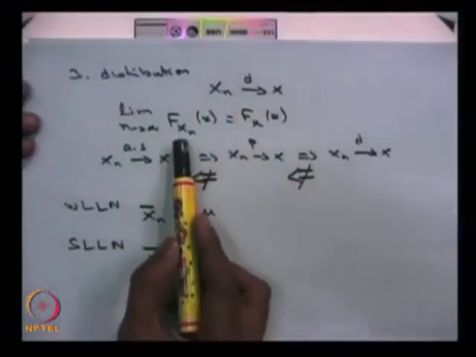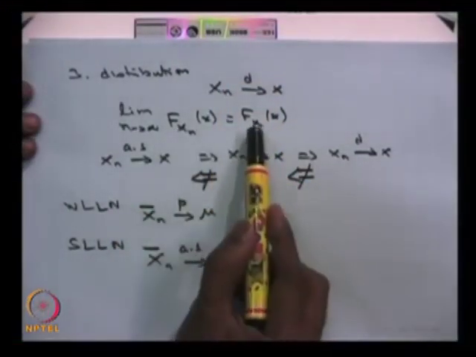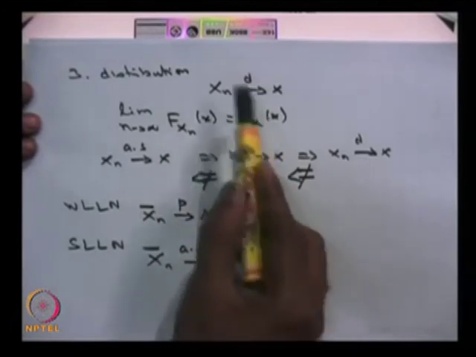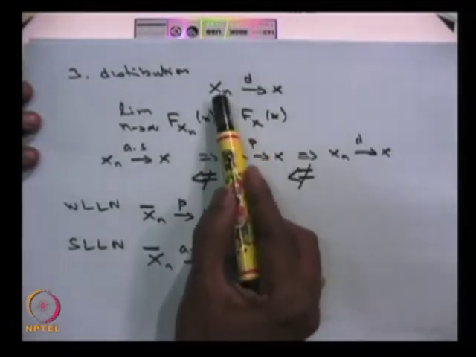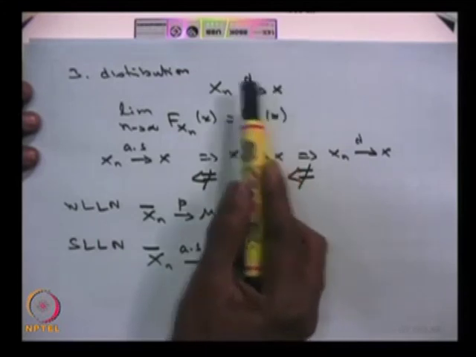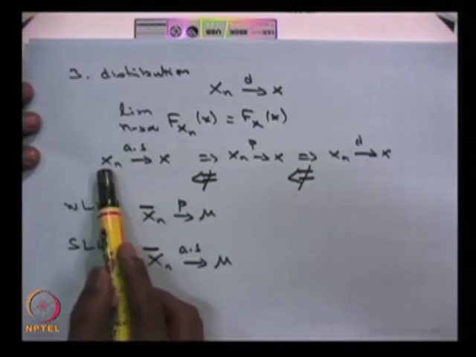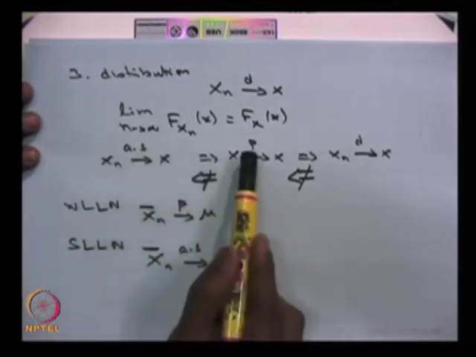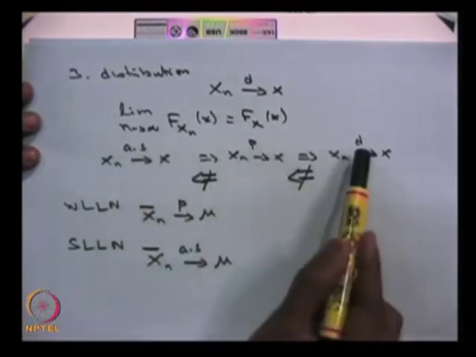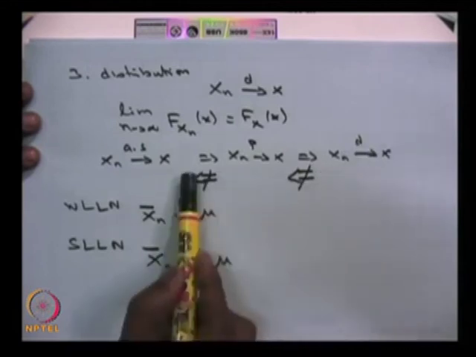This is the third mode of convergence. If the CDF of the sequence of random variables converges to the CDF of the random variable X, then you can say that the sequence converges to the random variable in distribution. I can conclude that convergence almost surely implies convergence in probability, which implies convergence in distribution, whereas the converse is not true.